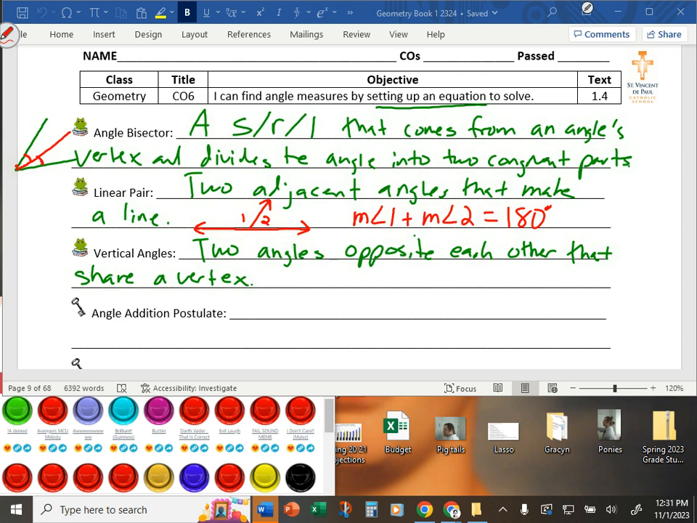What this looks like: whenever you have two segments, rays, or lines that intersect, you've got vertical angles. Angle 1 and angle 2 are considered vertical angles. They are opposite each other, and they share a vertex, this point of intersection here. Does anyone have a guess or knowledge of what the relationship between vertical angles is? Colin. They're equal. They are congruent.